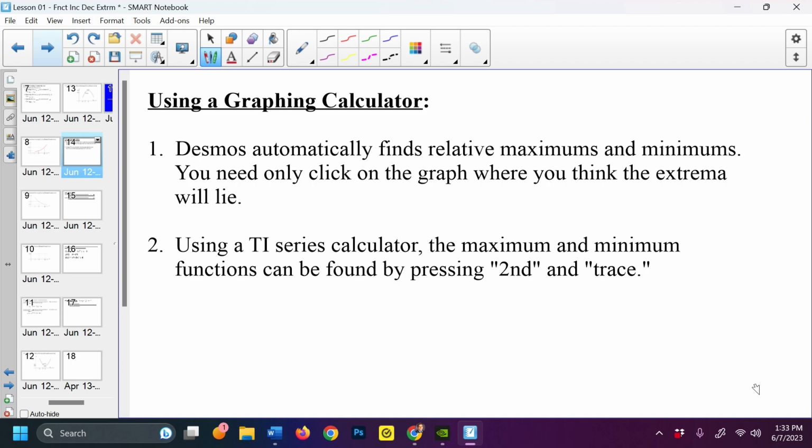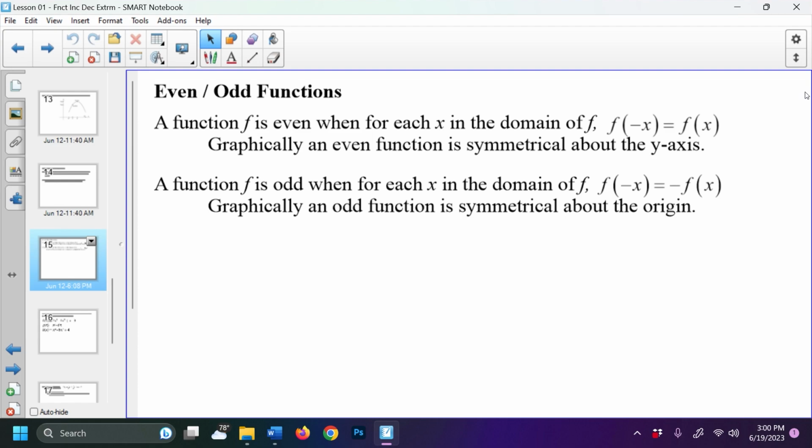Using a graphing calculator, Desmos automatically finds relative maximums and minimums. You need only click on the graph where you think the extrema will lie. If you're using a TI-80 series calculator, the maximum and minimum functions can be found by pressing the second and the trace button. All right, next, even and odd functions.